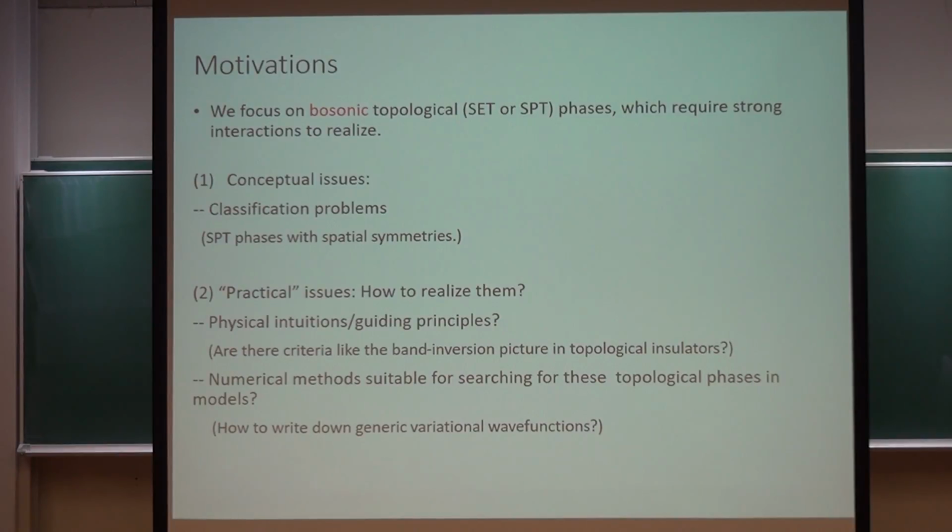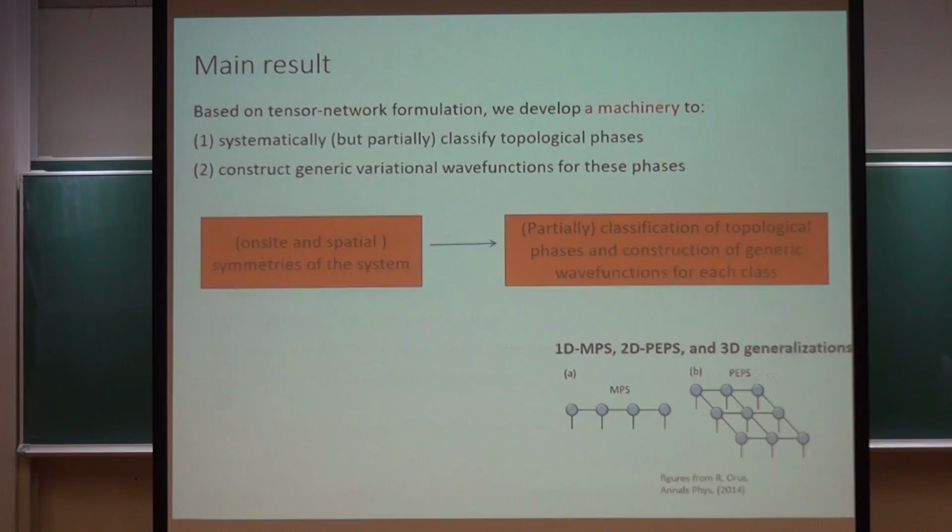Okay? And I will go very slowly, and I hope I get questions. Yes, please stop me. So let me present the result. The result is not a particular solution for some particular problem. It's a rather general machinery. It's based on this tensor network formulation, like matrix product states or perhaps 3D generalizations. This machinery does the following job. It systematically but partially classifies topological phases. At the same time, we can construct very generic variational wave functions for almost every phase.